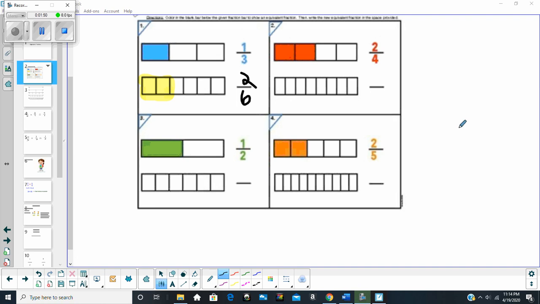Moving along to problem 2, we have 2/4 is equal to, who can tell me what our denominator is going to be? Yes. Good job, Lisa. 8. And to figure out how many eighths is equal to 2/4, we're going to color in an equal amount. So 2/4 is equal to how many eighths, class? Yes, 4 eighths.